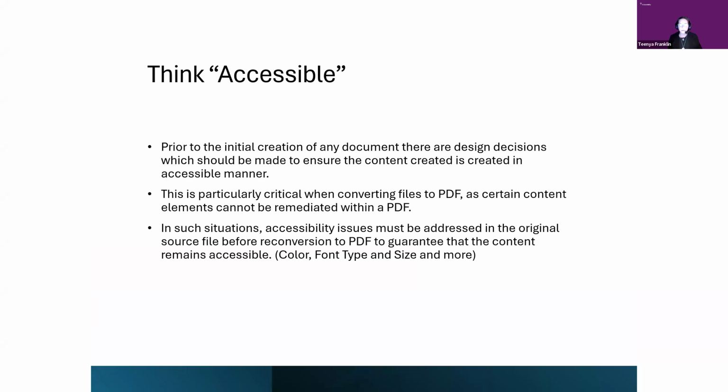So the first thing that you want to do is think accessible, right? Before you create any document, there are design decisions which you need to think about, especially when they're being converted to PDF, as certain elements such as color, font type, size, and more cannot easily be edited in a PDF. They can be edited. However, if that document, the PDF, is already tagged, you stand a chance of breaking all your tags, right? So you want to think about things as you're going.